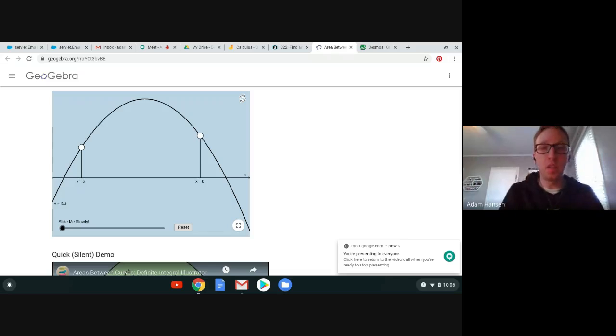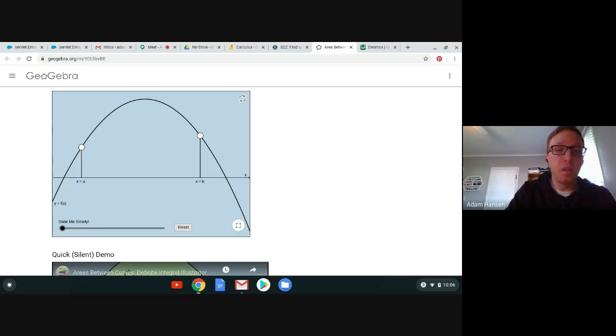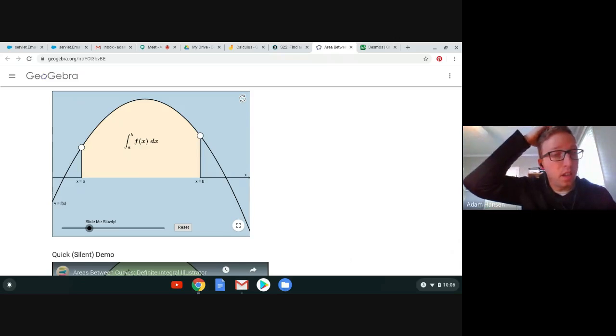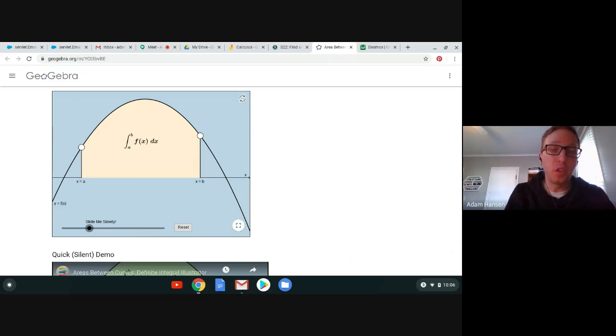What we have here in this picture is a function y equals f of x, bounded on the left and right by x equals a and x equals b. As I move the slider here, let's talk about what happens. This region here in cream or beige, whatever that color happens to be, is given by the definite integral from a to b of f of x dx. The geometric application of a definite integral is the area under a curve.